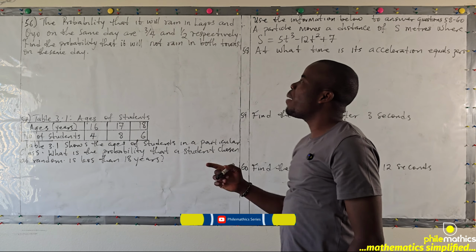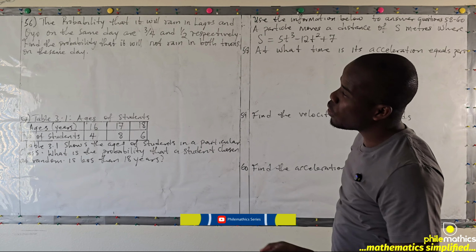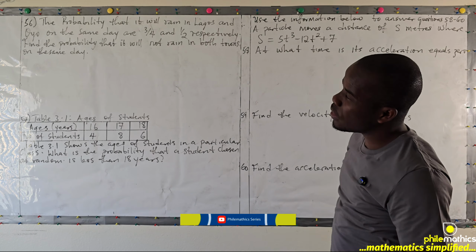56 says the probability that it will rain in Lagos and Oyo on the same day are 3 over 4 and 1 over 2 respectively. Find the probability that it will not rain in both towns on the same day.